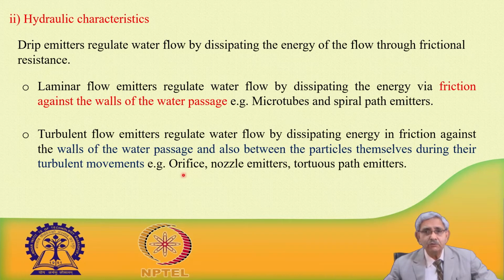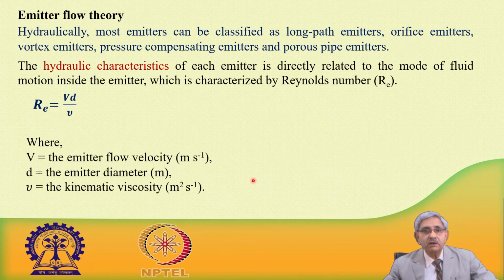So, here the dentate, which I was telling you about, that is the energy dissipator, is basically causing the turbulence to occur. So, these types of drippers which follow the orifice, or a nozzle emitter, or tortuous path, are turbulent flow type drippers.